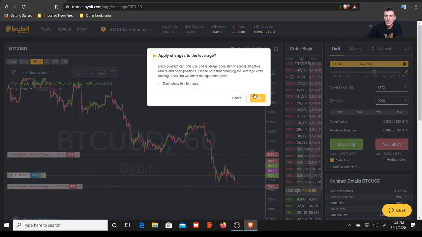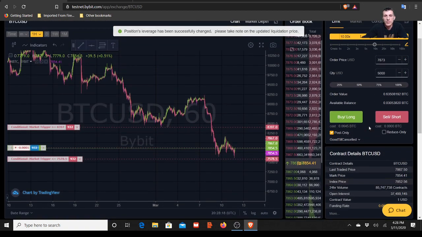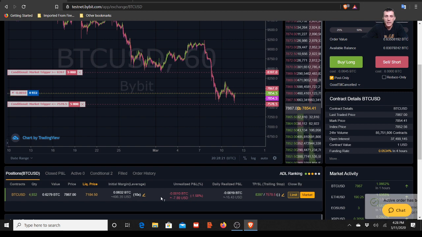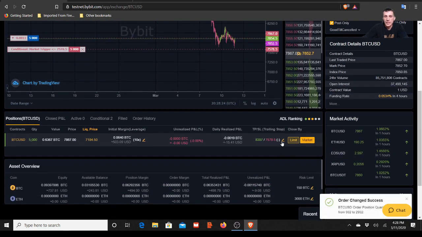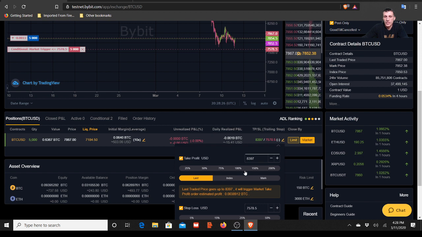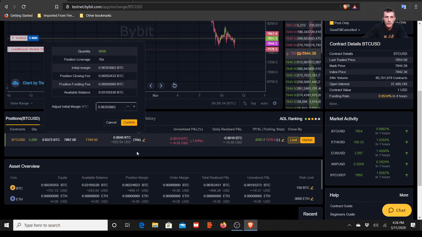I'll move back to 10x. I like trading on 10x, 25x sometimes. As you can see, we do have an open position. You can go down here and click the little pencil, and you can change your stop loss and do whatever you want right there. Or you can come over here to this pencil, change your leverage, and by doing that, it'll change a bunch of different stuff. Your margin could change and all that, so make sure you pay attention.